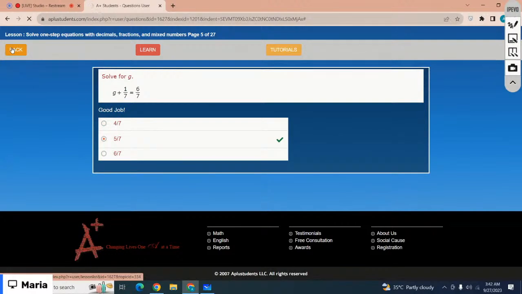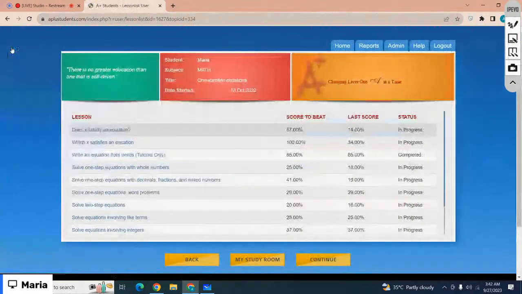We're working on grade 6 maths, and the chapter we're working on is one variable equations. The lessons we have covered today are: does x satisfy an equation, which x satisfies an equation, write an equation from words, solve one-step equations with whole numbers, then solve one-step equations with decimals, fractions, and mixed numbers.